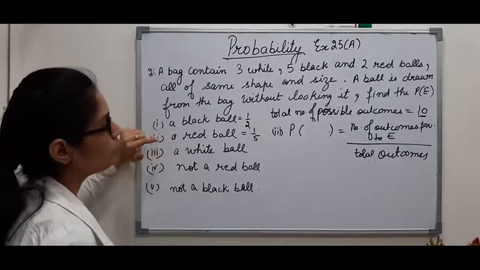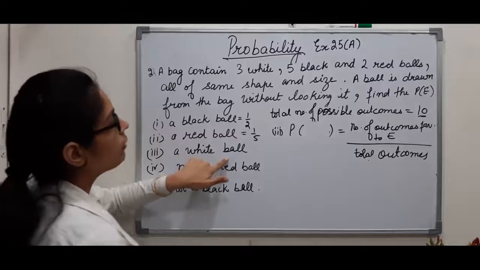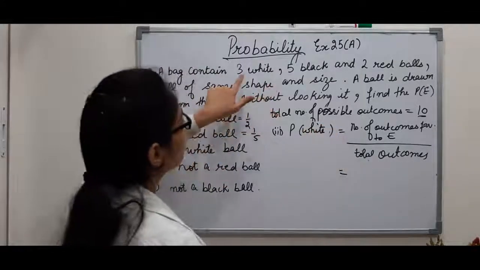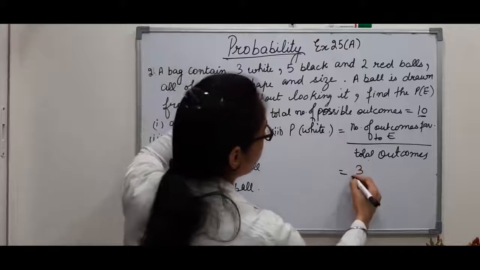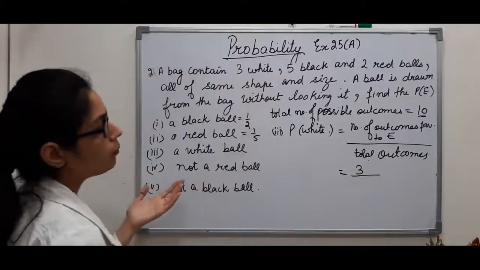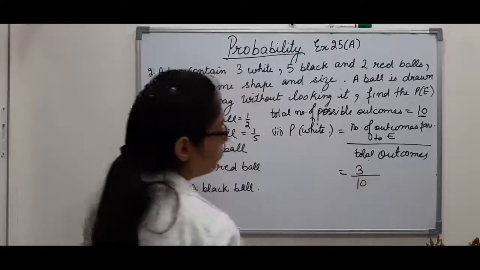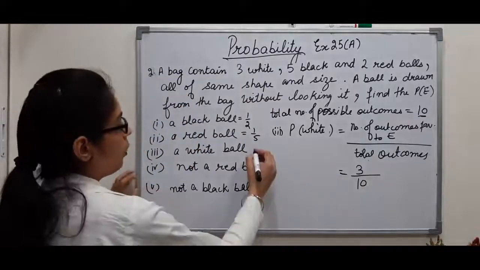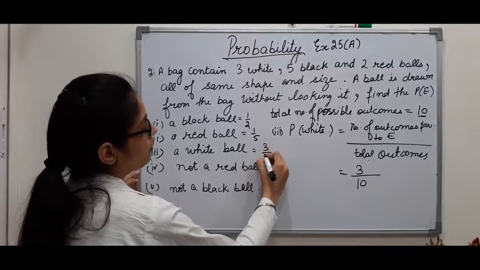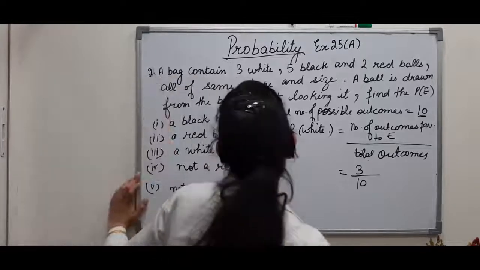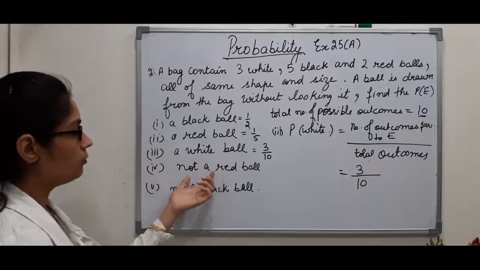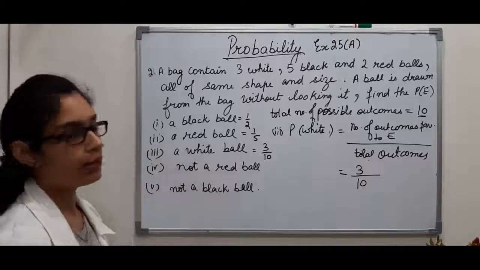Now the probability of drawing a white ball. How many white balls are there? It's clearly written 3 white balls are there. So there are 3 chances of drawing a white ball, and the total number of outcomes will remain the same, 10. So the probability of drawing a white ball will be 3 by 10. Now you have to draw a ball. What is the probability that the ball is not a red ball?